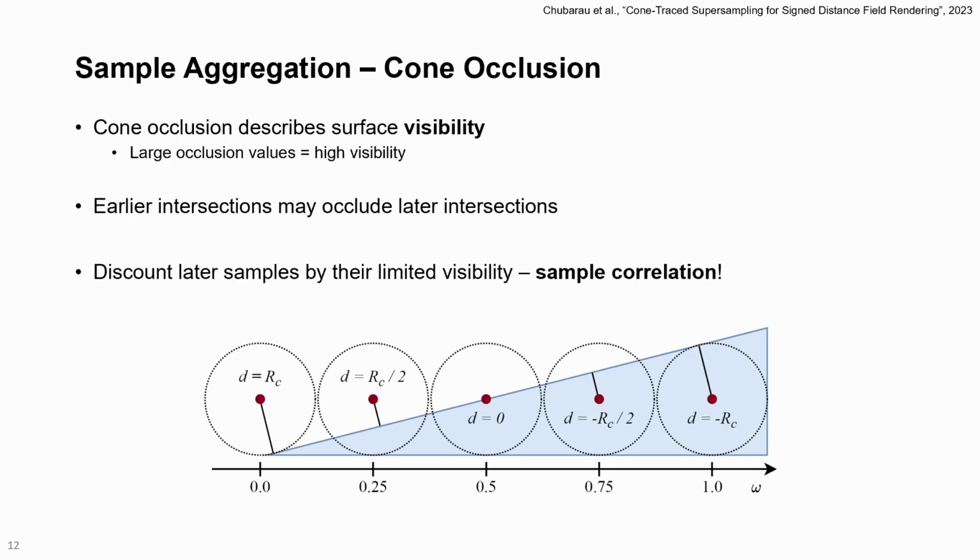So cone occlusion basically approximates the visibility of a surface, or how much of the trace cone is occupied by that particular surface. And so we define our visibility weights based on that. Another important thing is that earlier intersections will actually occlude the later intersections, and so we need to correlate the sample visibility and not just estimate their individual visibilities.